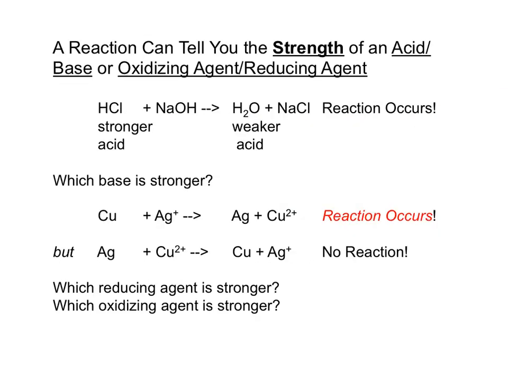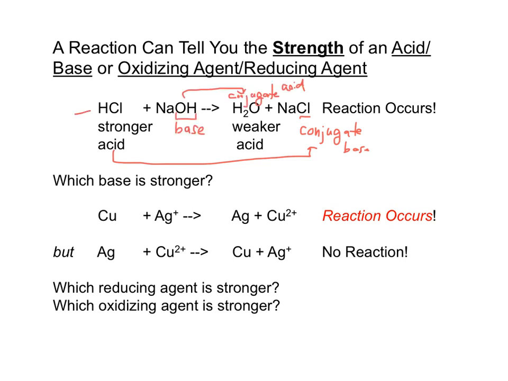In an earlier video, we said that every acid has a conjugate base. Every base has a conjugate acid. We also discussed acid strength. This reaction occurs, which means that HCl is a stronger acid and H2O is a weaker acid. Stop the video and figure out which base is stronger. And the answer is, remember, stronger to weaker when the reaction occurs.